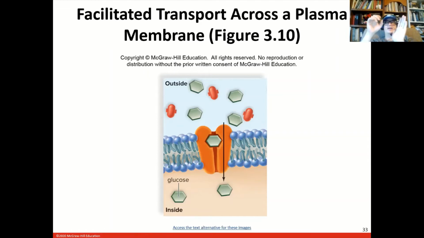What I'm saying is the cell is not pumping this across. The cell is not spending energy. The glucose coming in, when it hits, it causes a shape change to go across, and then things go back to the way they were.